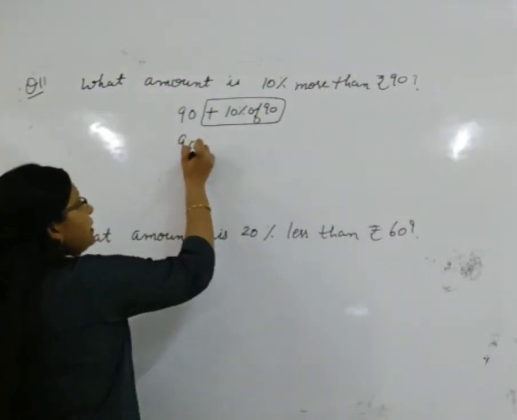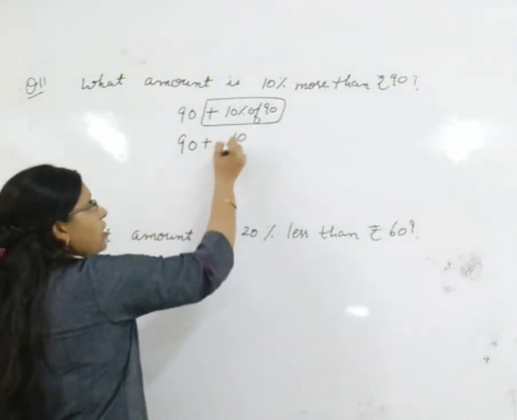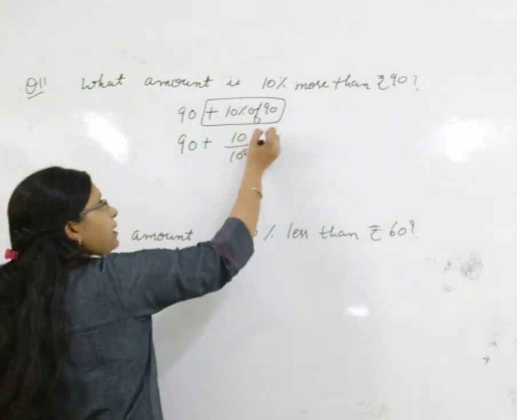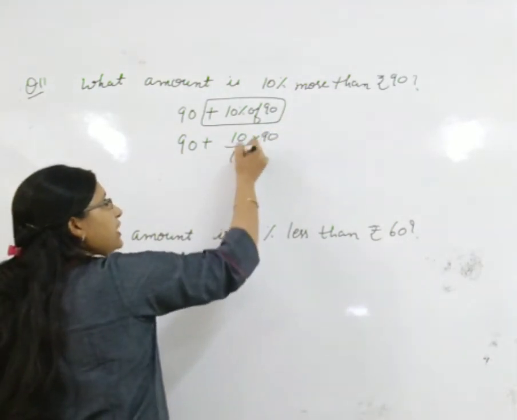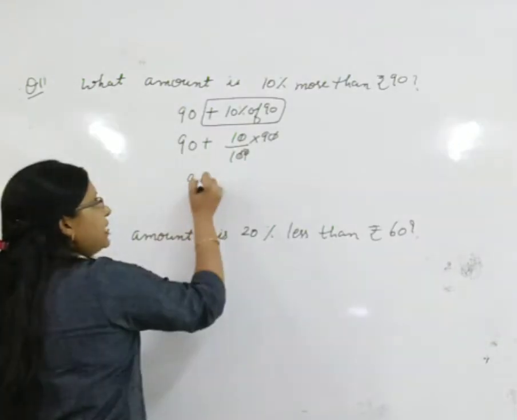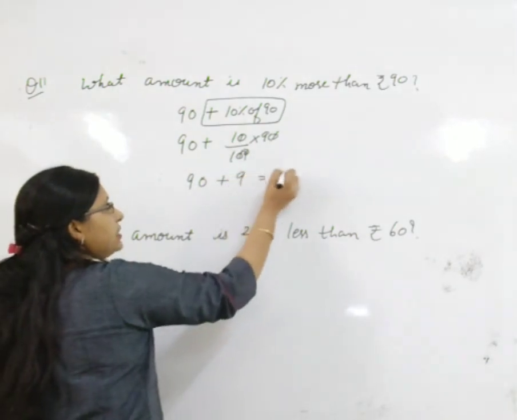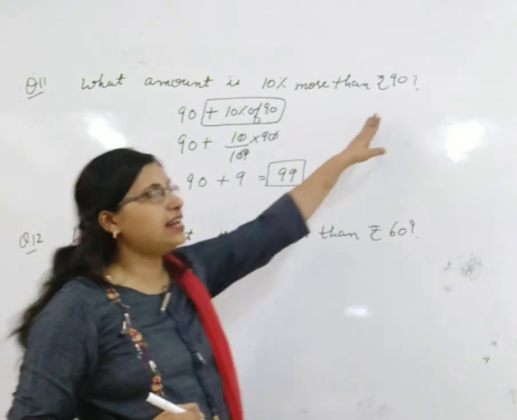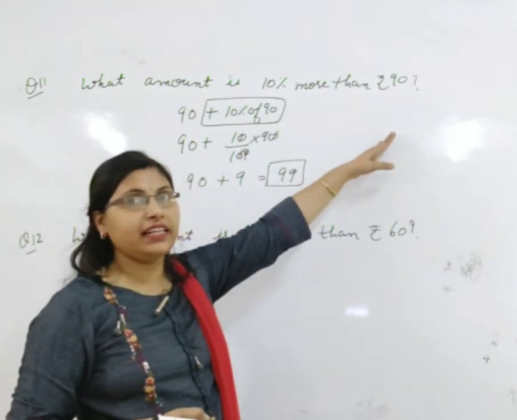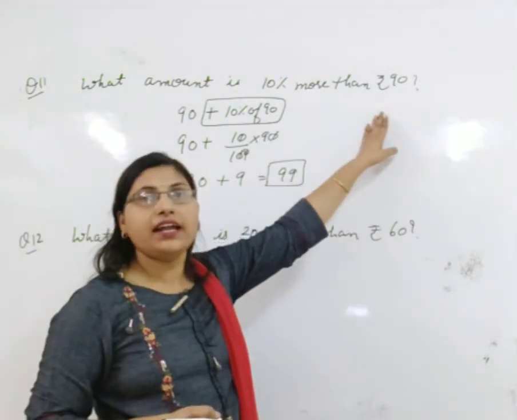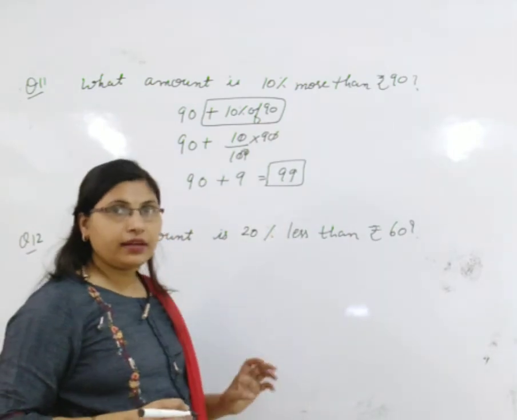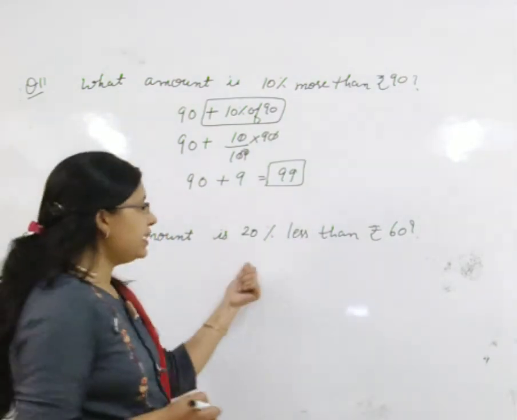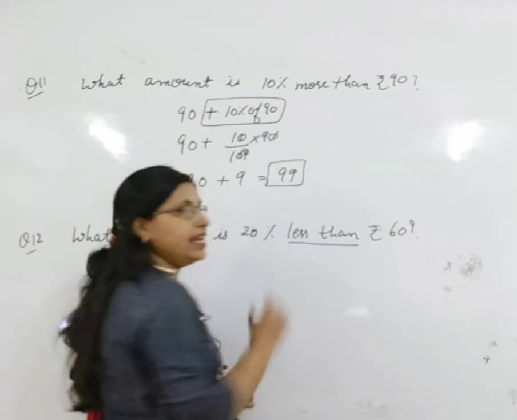So 90 plus 10 upon 100 multiplied by 90, and we will do the cancellation. We will get 90 plus 9, and the answer is 99. So 99 is the number which is greater than 90, and how much is it greater than 90? 10% of 90 is greater than. Clear?